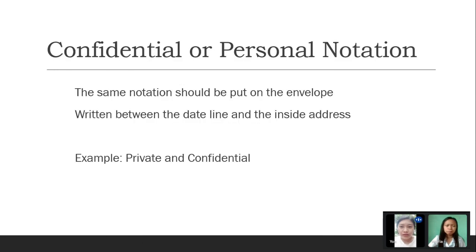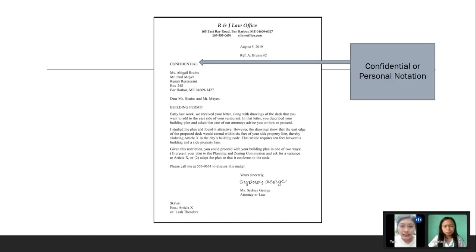Next, confidential or personal notation. The same notation should be put on the envelope, written between the dateline and the inside address. Example is private and confidential. So here is the example of confidential letter.